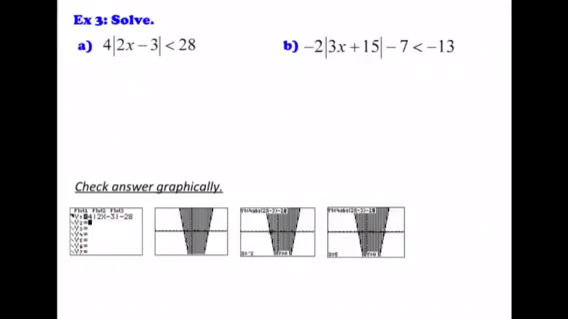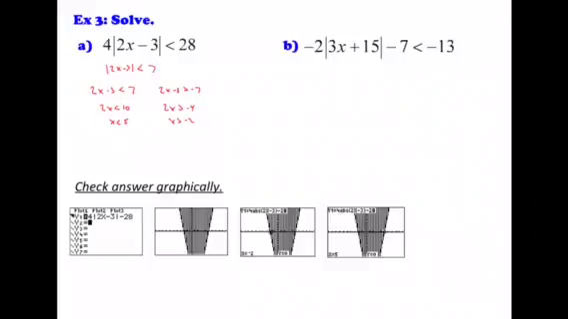Now we will look at inequalities. The setup is the same. You still want to isolate it, so we're left with the absolute value of 2x minus 3 is less than 7. You have two cases. You have 2x minus 3 less than 7, or we could do 2x minus 3 greater than negative 7. Okay? So then you go ahead and solve.